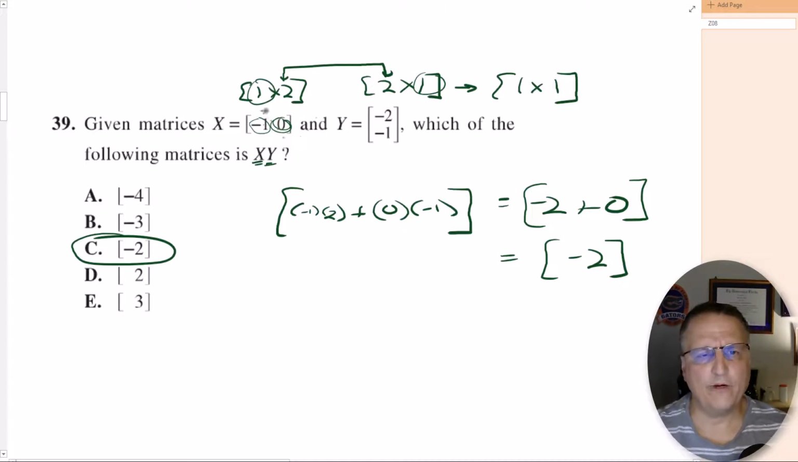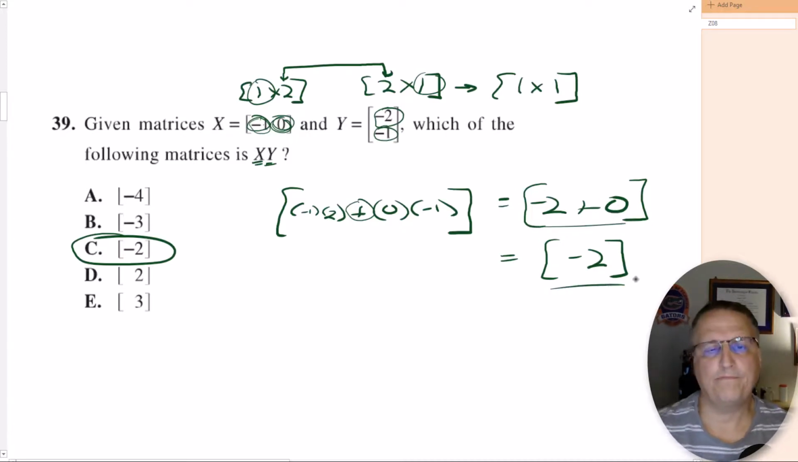Just remember that you're going to multiply the first element of this row times the first element of that column, and then add to that, right? It's always going to be an addition here, this second element in the first row times the second element in the first column, and then that's going to be a 1 by 1, and there you go.